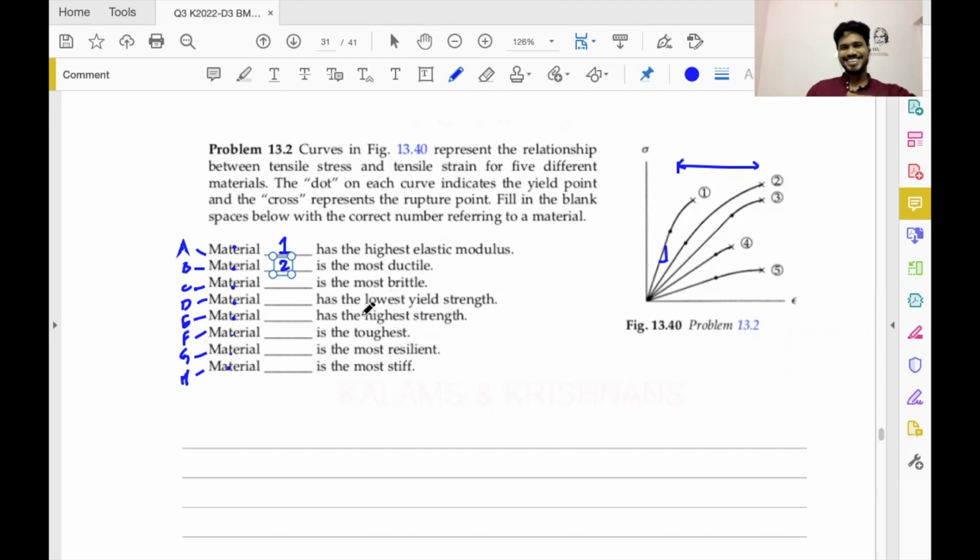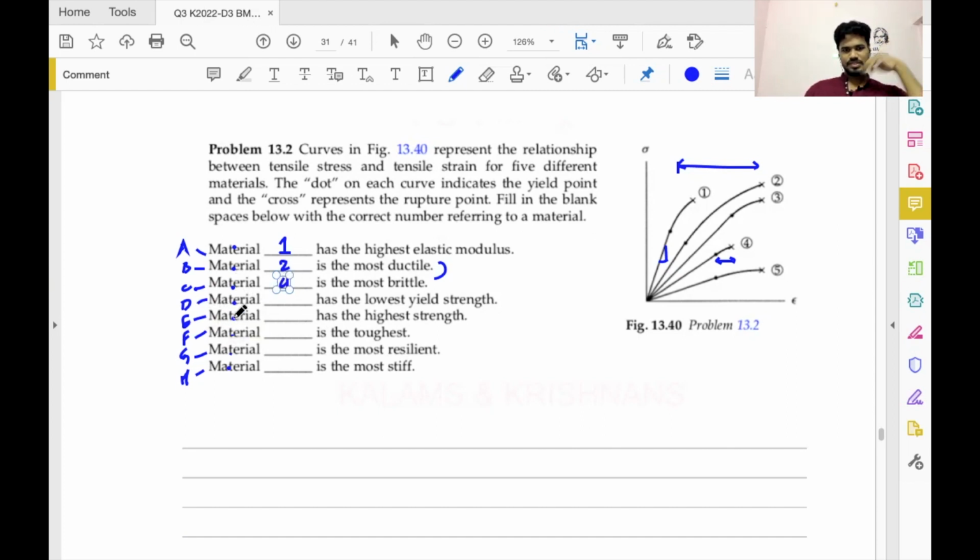4. Yeah, we shouldn't be going by this. We should be going by the amount of plastic strain. So 4 is the most brittle. Typically mistakes happen in this question. Okay, fine. If there are no questions, we'll look at D.